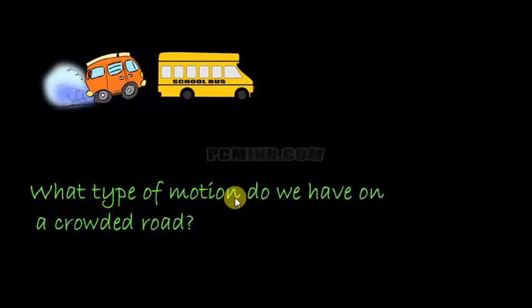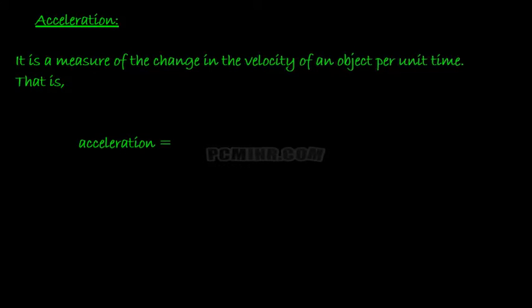So what can you say about the motion that you have on a crowded road? I'm sure you cannot drive at a constant speed or a constant velocity on a crowded road. So that means on a crowded road, you would have a non-uniform motion, right? And when you have a change in the velocity happening because you're not covering equal distances in equal intervals of time on a crowded road, your velocity, your speed is not constant.